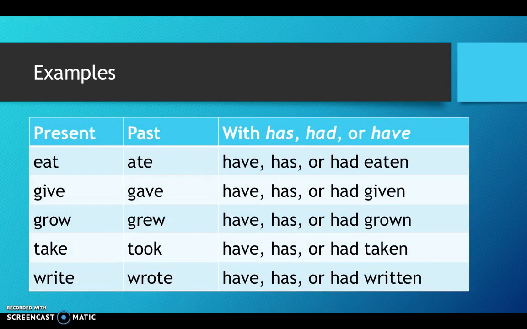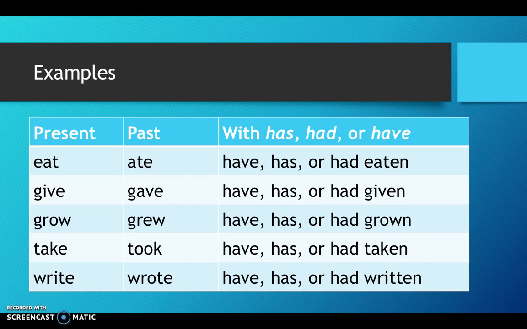Looks very similar to yesterday. You can see the verbs in the present tense, how they change in the past tense, and what they do if they're paired with has, had, or have. So eat, in the past tense, it turns to ate. However, if you use it with have, has, or had, you use eaten. Give, you would change to gave. It is have, has, or had given. Grow changes to grew. You can change it to have, has, or had grown.